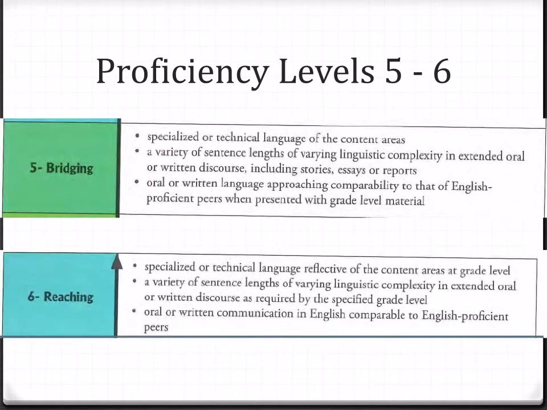And finally, a student with a proficiency level of 6 will be able to produce and understand specialized or technical language reflective of the content areas at grade level. They will be able to use a variety of sentence lengths of varying linguistic complexity in extended oral or written discourse as required by the specified grade level. They will be able to produce oral or written communication in English comparable to English proficient peers.